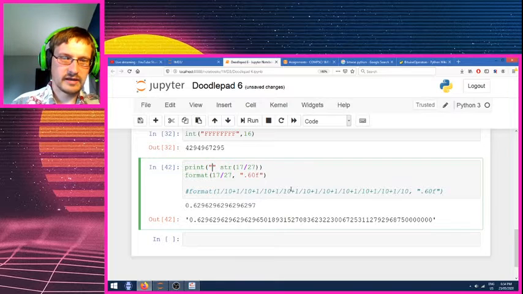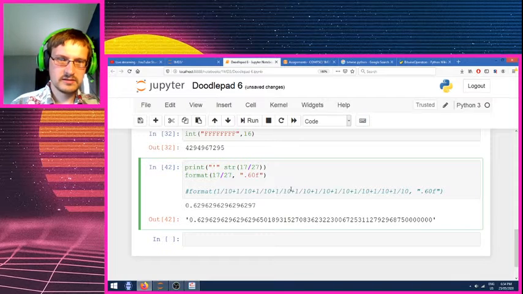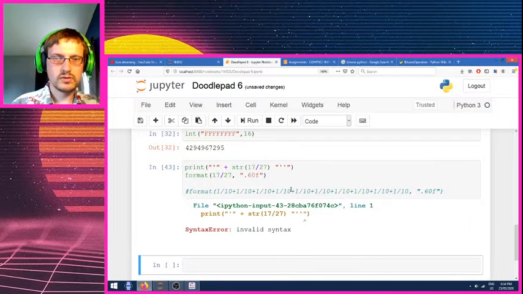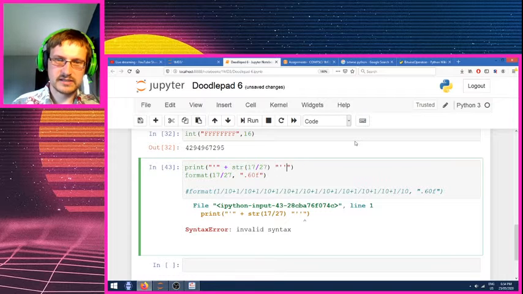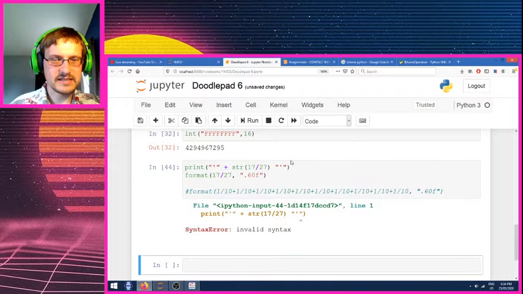I really want that. It's messing me up. It has to be aligned. I'm sorry. It has to be aligned. Of course it's invalid syntax. Why would it be valid syntax?